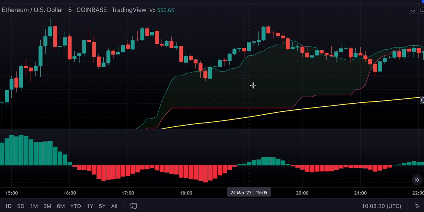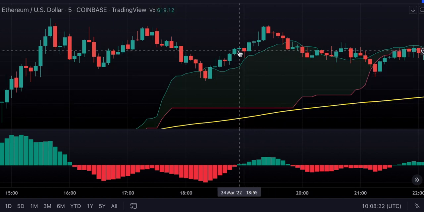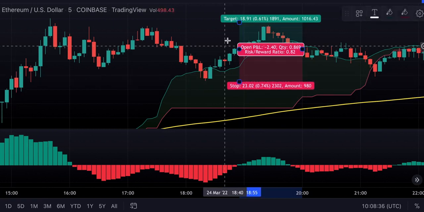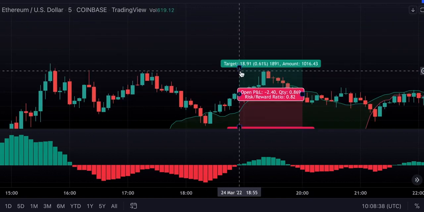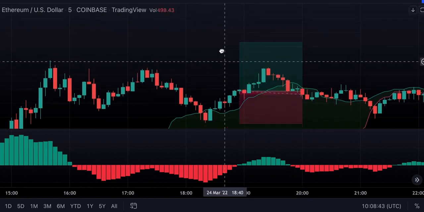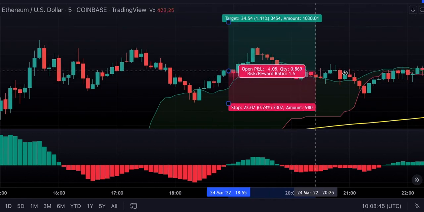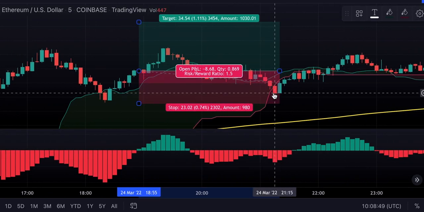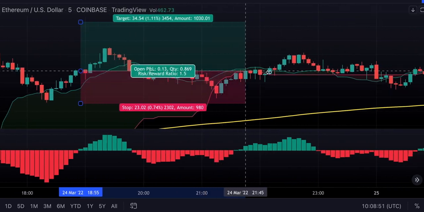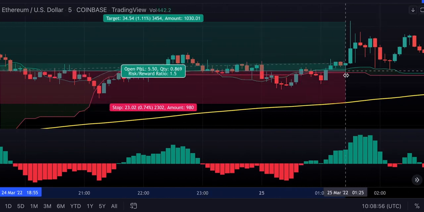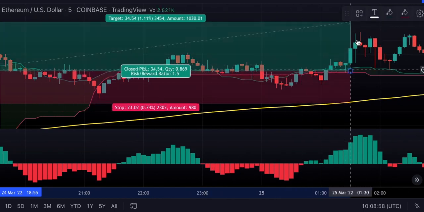But since all the conditions are met, we're gonna take a long position right there, and we're gonna set our stop loss at the recent swing low. We're also gonna target 1.5 times the risk on each trade, and let's see if price actually hits our take profit target. So we see the price was very close to hitting our stop loss, but we kept going, and there we go. We just hit our take profit target right there.